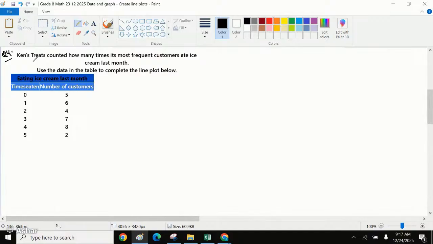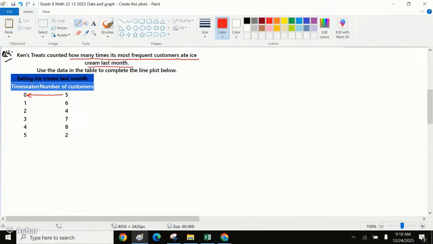Ken Street counted how many times its more frequent customers ate ice cream last month, right? Times eaten, number of customers. The 5 customers ate 0 times. They did not eat ice cream, right? 6 customers ate 1 time, 4 customers ate twice, 7 customers ate thrice, 8 customers ate 4 times, and 2 customers ate 5 times, right?